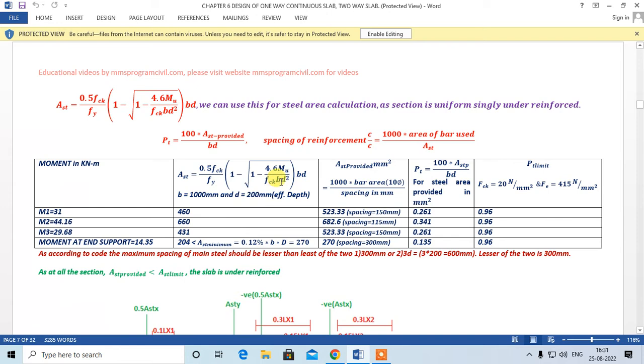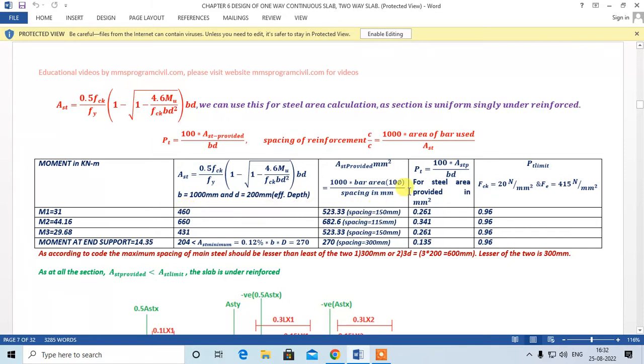Fine. Now we have to find AST provided. This is the formula for finding the percentage of tensile steel. This is the formula for finding the spacing, the center to center spacing of the bars. So this is the width of the strip, area of the bar to be used, divided by AST. Okay, fine. So over here, for M1, this is still required.